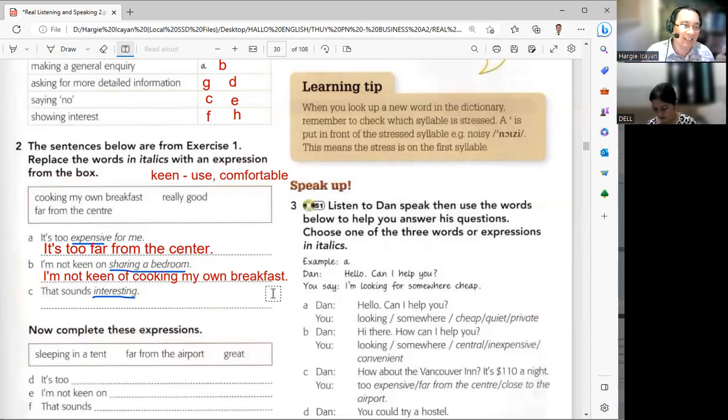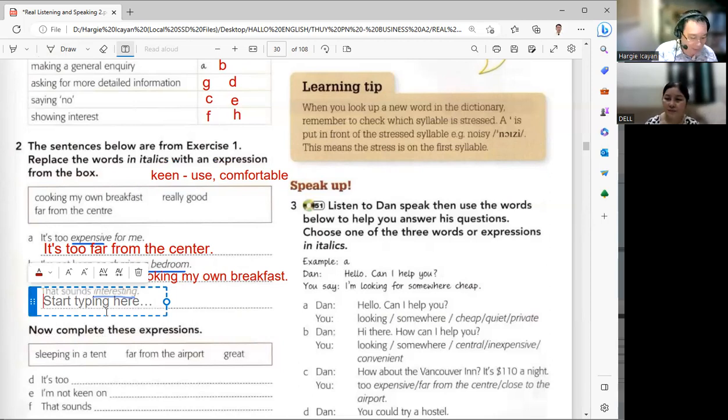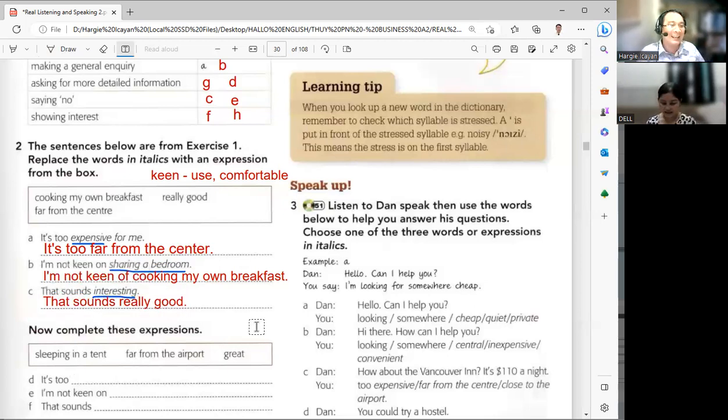Okay. Next, of course, the last one: that sounds really good. So that sounds really good. See, it's that, not this. So that sounds really good.